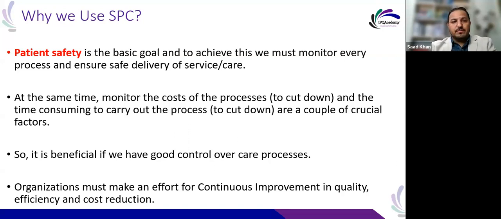Now, at the same time, as I said, apart from this, most organizations focus mainly on cost and on time to carry out the process. So the basic goal is to cut down the cost and cut down the time to achieve this goal. So basically, this takes us towards the lean management protocols. So this is another use of it, widely used across healthcare organizations.